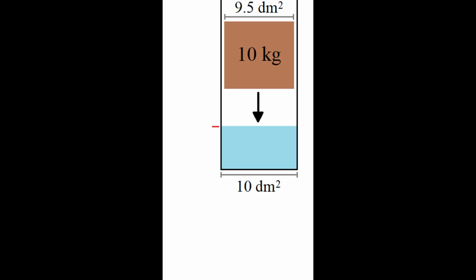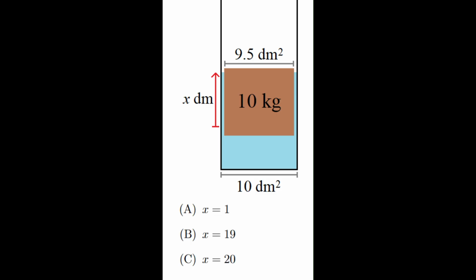Question 9. Into a water tank of horizontal cross-sectional area 10 square decimeters is placed a 10 kilogram block of wood of horizontal cross-sectional area 9.5 square decimeters. What's the rise in water level? Here are your options. If convenient, please pause the video and share your solution in the comments.